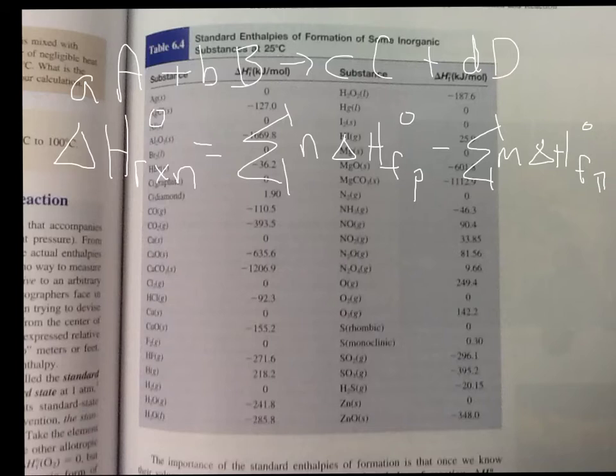And that's important because we can't find the delta H under any other conditions this way. But most things happen at 25 degrees Celsius and 1 atmosphere of pressure in the world of chemistry. And so, it's good enough.